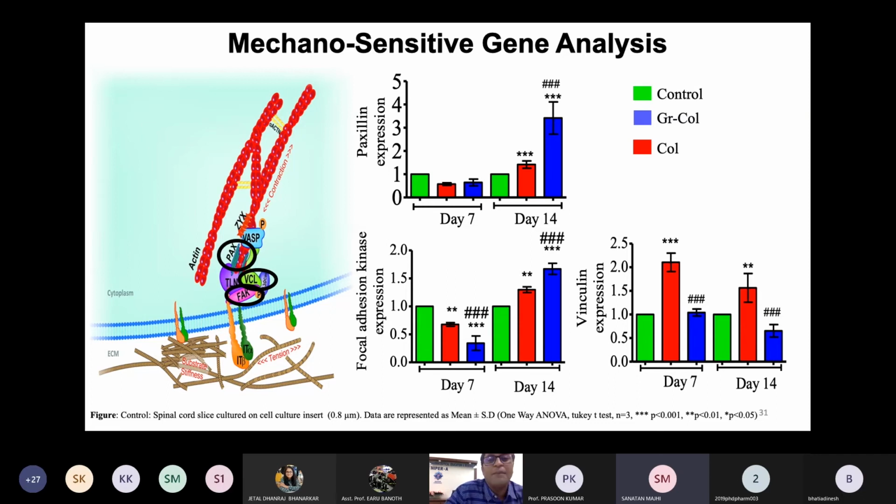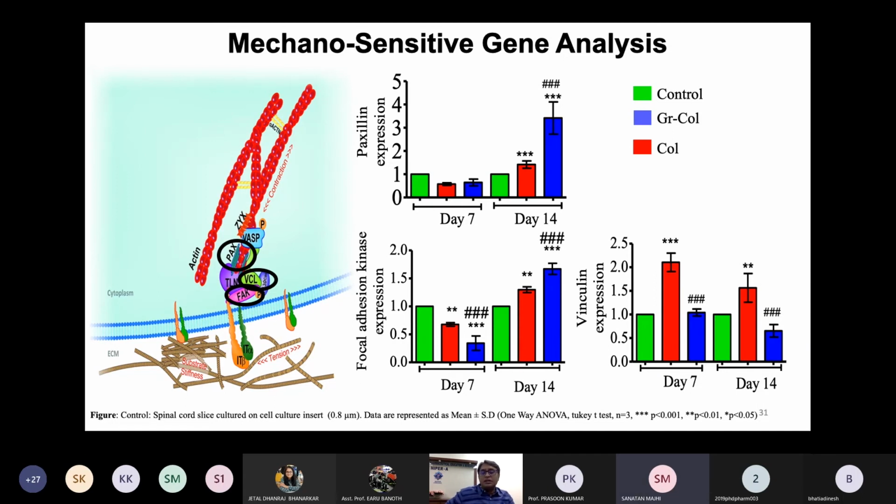We wanted to see what happens to the mechanical signals which we are giving, because the material has this sponginess, and how the cells are behaving on that. So for that we did the spinal cord. When the spinal cord slice was cultured onto the material, we tried to do the mechanosensitivity analysis. Again we have chosen three very important genes: paxillin, focal adhesion kinase, and vinculin. These three genes are named mechanosensitive genes, and they regulate the expression of the cells.